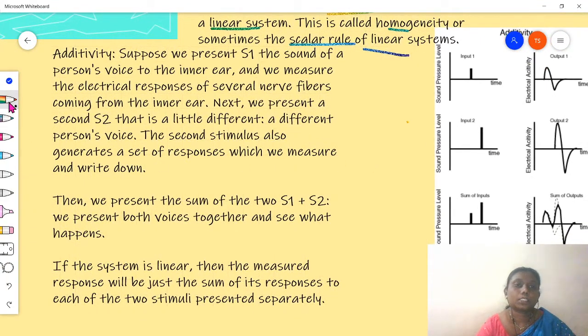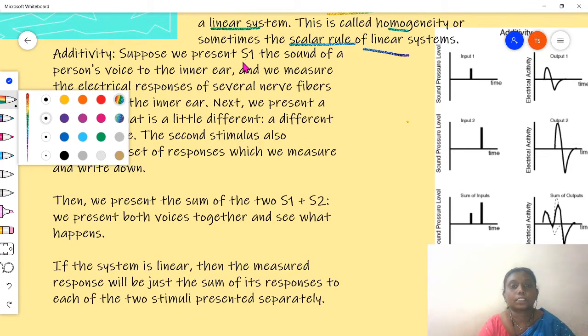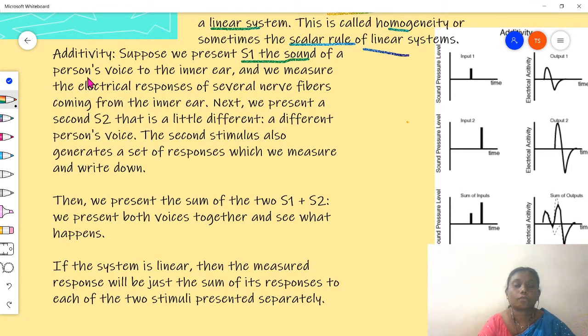Then coming to the additivity rule of the linear property. See here. Suppose we present S1, the sound of a person's voice, to the inner ear, and we measure the electrical responses of several nerve fibers coming from the inner ear. All these we are measuring.